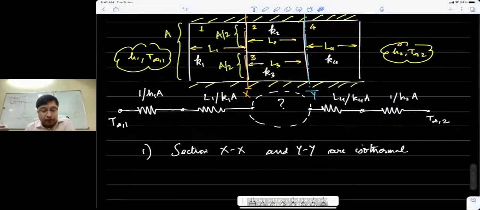So what do you think we can do now? Can anybody guess, or should I just go ahead and write the answer? What kind of resistance should I put in here? So two parallel resistances. Very good. So we'll have two parallel resistances. So that's a good point.